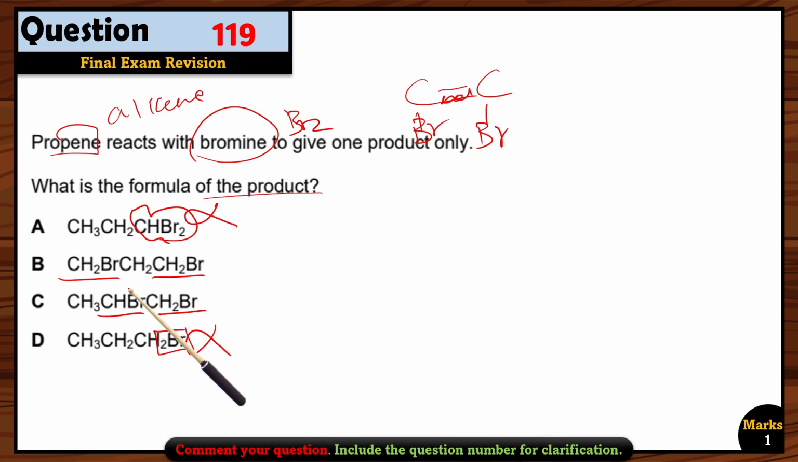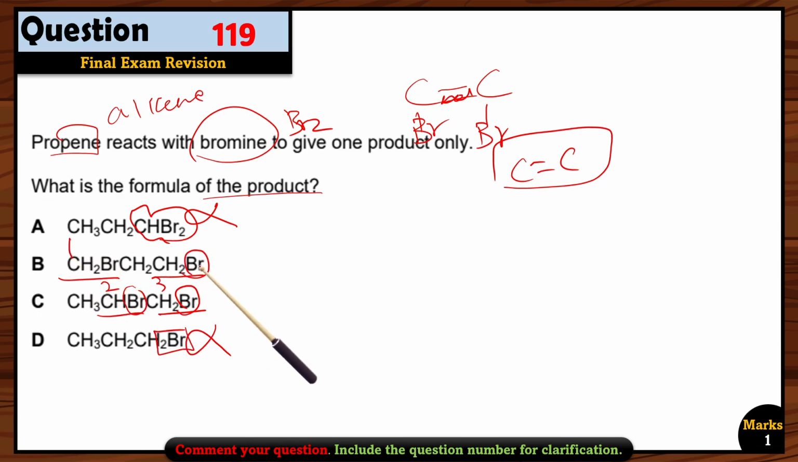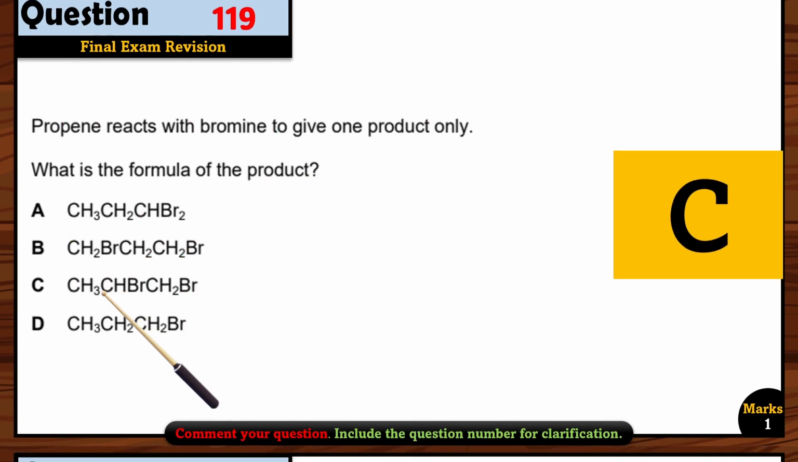So now which option is the correct option? Because the carbon-carbon double bond is in the adjacent carbon atoms, the bromines should also be present on adjacent carbons. Can you see over here, this bromine is present on number 2 and this bromine is present on number 3. But here the bromine is present on 1 and this bromine is present on number 3. So it means only option C is the right answer. 2 and 3 are the adjacent carbons. That's why option C is the correct option.